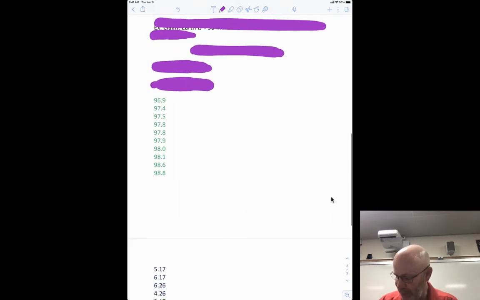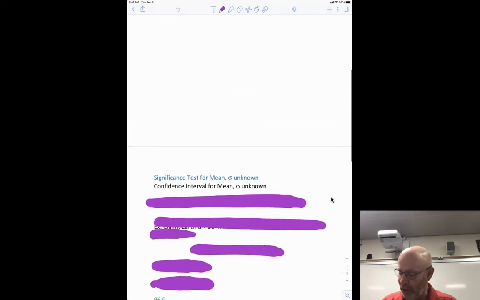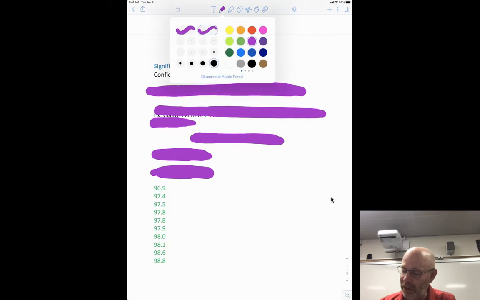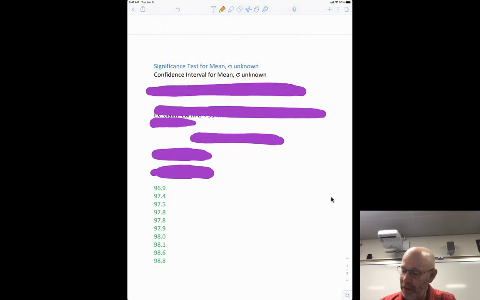All right, we don't need those numbers here for now. So this is called a hypothesis test for a mean when you don't know the population standard deviation. We're going to do a hypothesis test or a confidence interval. If you look in your calculator, it's actually called a t-test instead of a z-test. So we've been doing z-tests for knowing the population standard deviation, t-tests for not knowing.